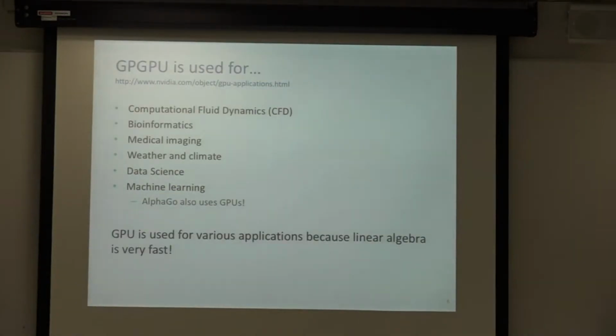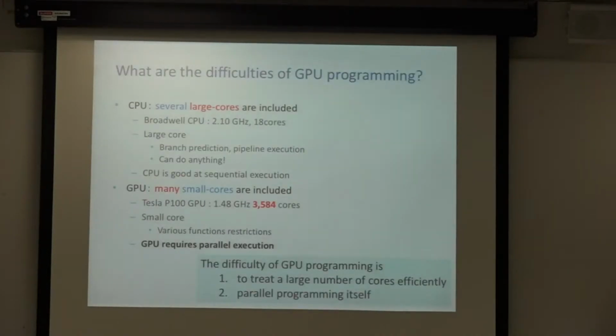GPU is used in a lot of areas. For example, computational fluid dynamics, bioinformatics, medical images, or data science or AI. AlphaGo also uses GPUs. So GPU is used for various applications, because GPU is good at linear algebra.